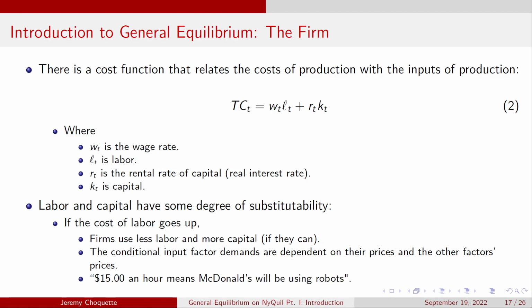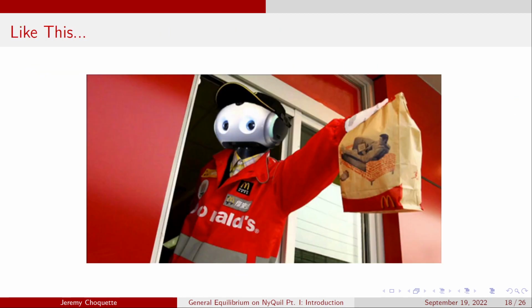Maybe you've heard $15 an hour means McDonald's is going to be using robots. Well, it's actually not that far off. And I'm not saying that as a politicized statement. It's just simply a statement of fact. If you make labor relatively more expensive than capital, places like McDonald's are going to find ways to use capital more than labor.